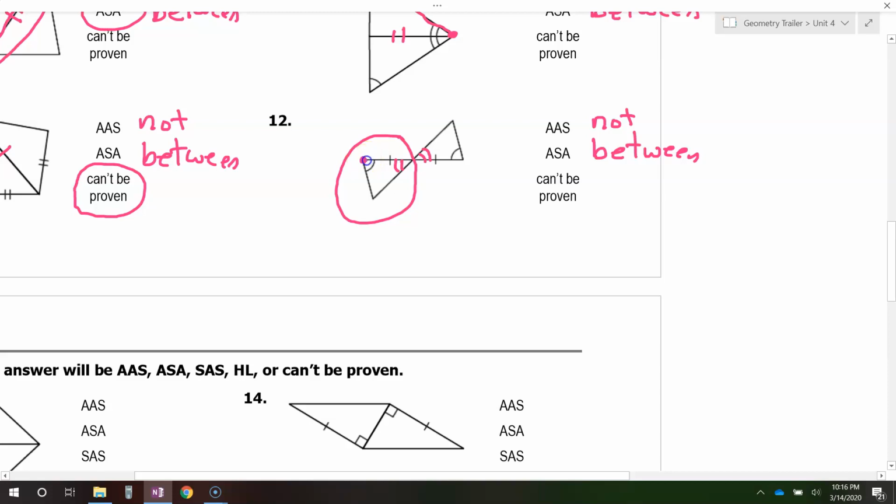Well, here's an angle right here, and the other angle is right here. If I connect them, that shows which side is between, and that is the side that is marked. So the side is between, so that means angle, side, angle is the answer.